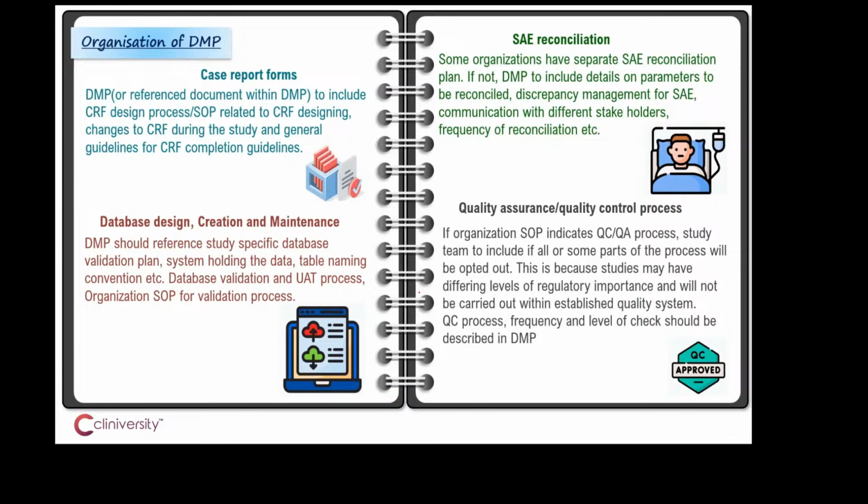Then we have the case report forms. We already know what a case report form is. As per the E6 definition, a CRF is a printed, optical, or electronic document which is designed to record all the protocol-required information to be reported to the sponsor on each trial subject.